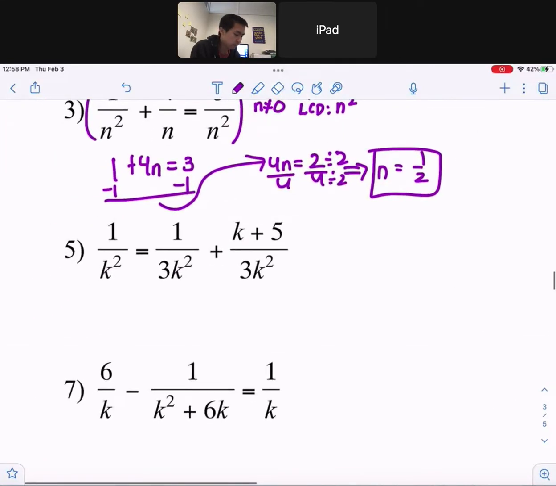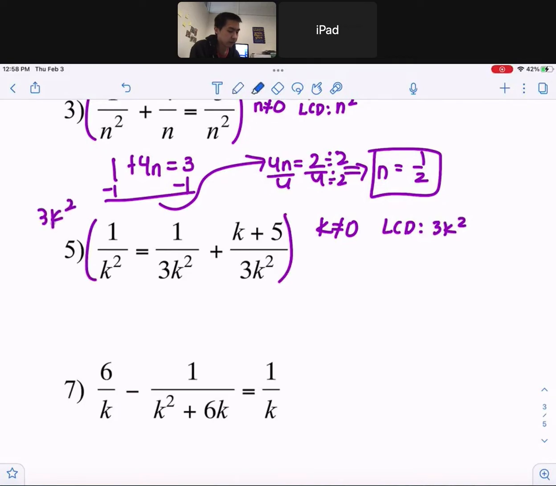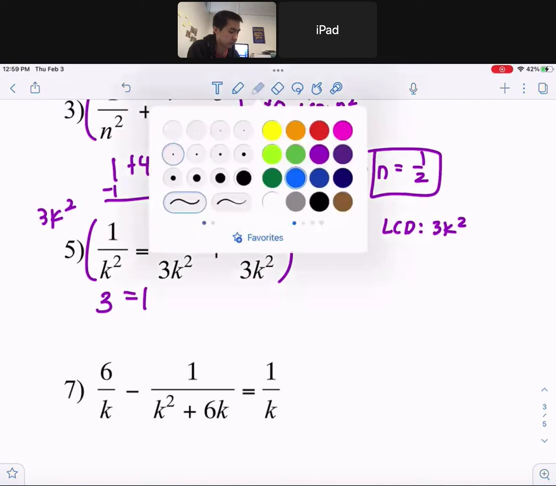Number 5. So k cannot be 0. The LCD is 3k to the second, so multiply the entire thing by 3k to the second. The k to the seconds cancel here, multiply this together. K to the seconds cancel, so 3 times 1 is just 3. These multiply together, so 3k to the second cancels, so we just have a 1. And this times this, 3k to the seconds cancel, so you just have k plus 5.